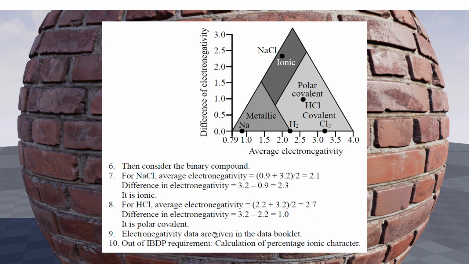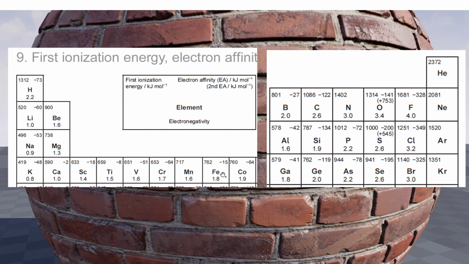So electronegativity data is given in the data booklet. Get used to it. Out of the IBDP common calculations, you can just copy it from this slide from the data booklet. You'll see it very soon. No need to calculate, just copy it. For example, where can I find it? It is in the number line, first ionization energy, and also electronegativity. Don't miss it.